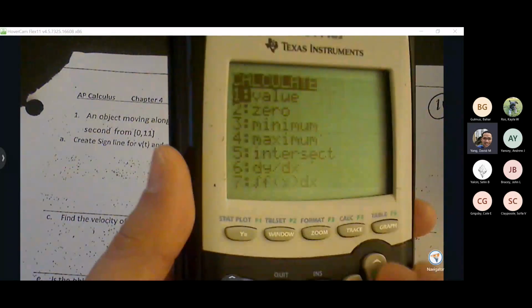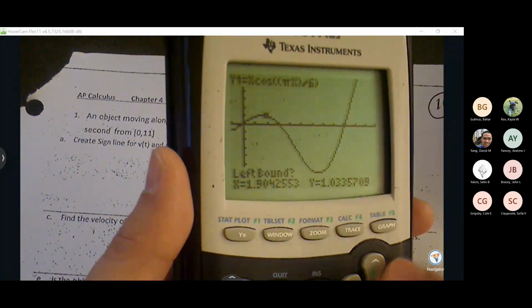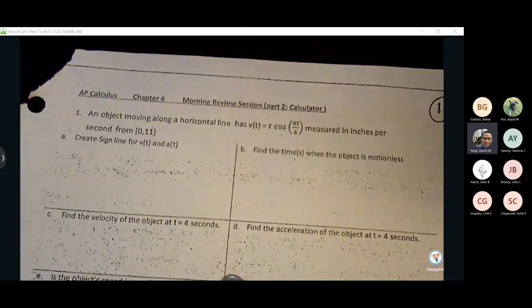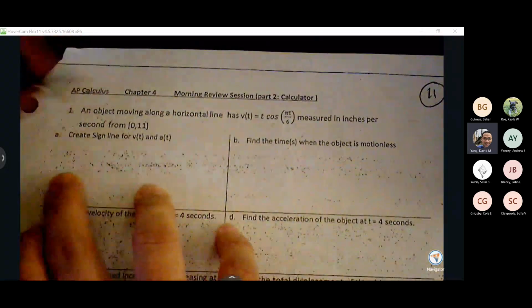Okay, repeat the same process. And for this point, it ends up being 9. Okay, so we can create our velocity sign line here.